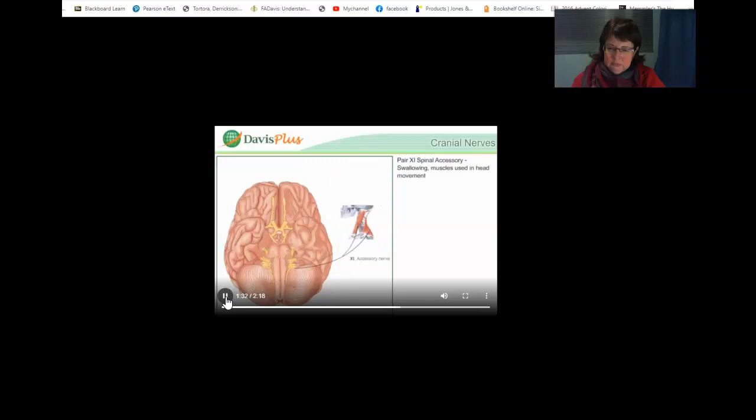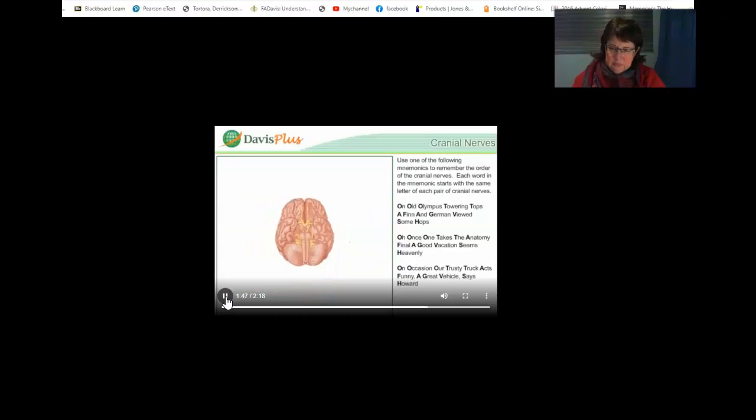Pair 11, the spinal accessory nerve. The accessory nerve controls swallowing and muscles used in head movements. Pair 12, the hypoglossal nerve. The hypoglossal nerve directs tongue movements. Use one of the following mnemonics to remember the order of the cranial nerves. Each word in the mnemonic starts with the same letter of each pair of cranial nerves. On old Olympus's towering tops, a Finn and German viewed some hops.